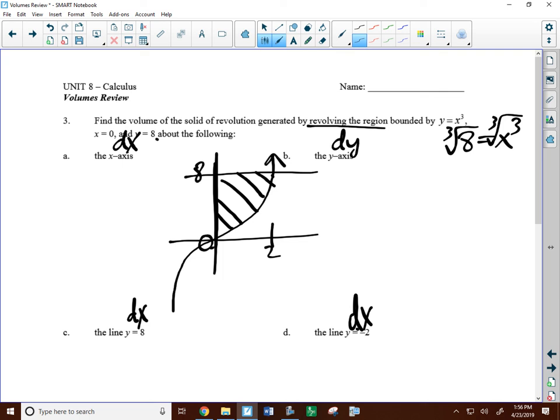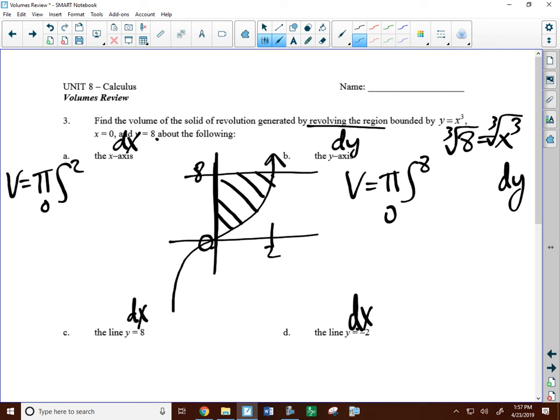So you can actually set most of these up a little bit. You don't know disk, washer or shell yet, but like this one, it's a dx question. That's an x interval, 0 to 2. Over here, a y interval, 0 to 8. It's a dy question. All right, so we got our region.